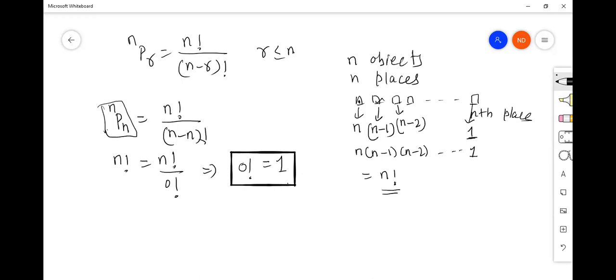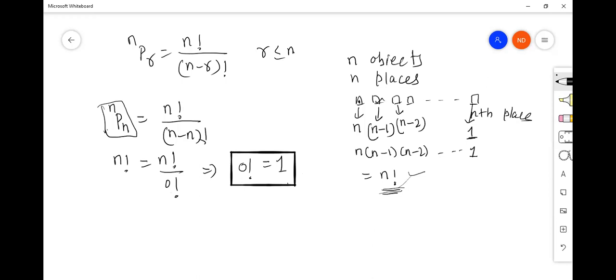So we are taking n objects taken all at a time, that is factorial n, right? If we take nPn, I mean the permutation of n objects taken n at a time, all at a time, we are getting n factorial by 0 factorial. Comparing the two calculations, factorial n is the same as n factorial by 0 factorial. So this gives us 0 factorial equals 1. Is it clear? This is a very good concept.